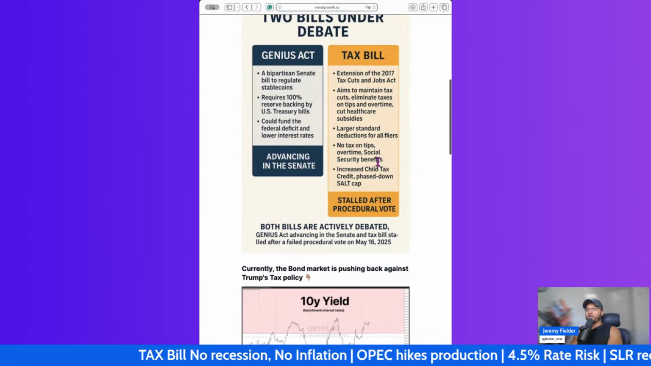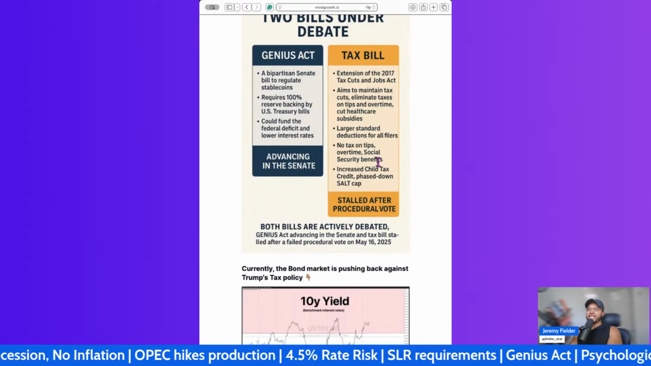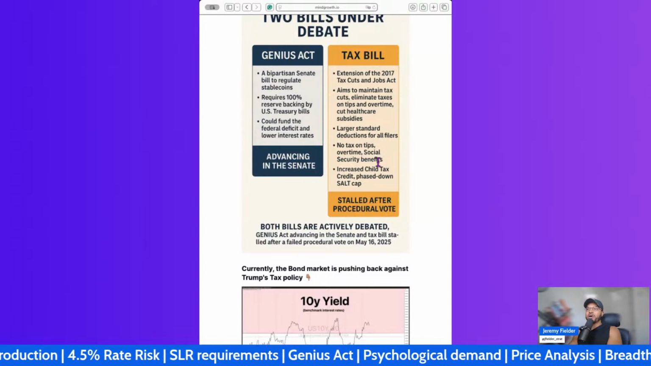That's going to fuel growth, but you need a buyer. So I think what's going to be in there is raising those SLR requirements. So banks will be buying treasuries. They'll become the buyer, one of the buyers.